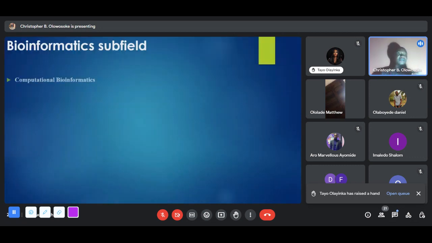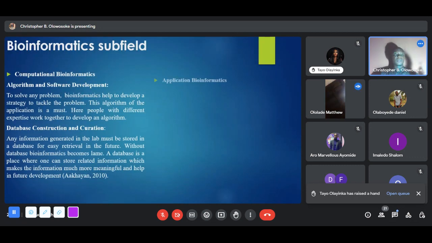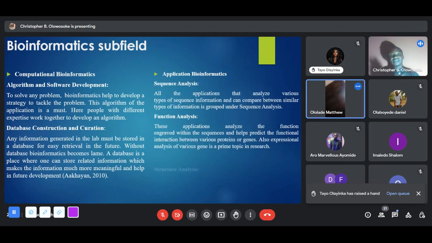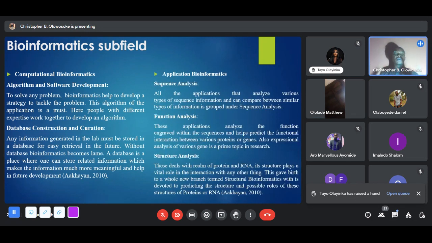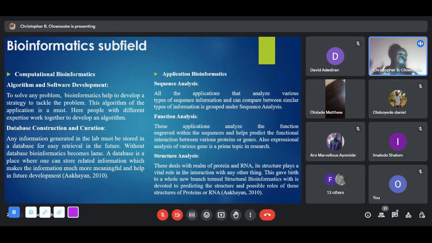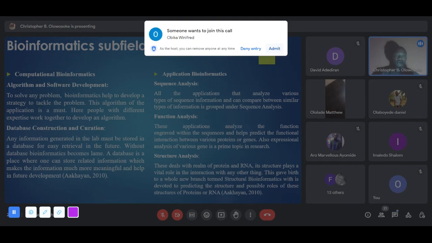Now, the next thing I have here is bioinformatics subfields. We have two subfields: computational bioinformatics and application bioinformatics. Like I said, from the aim, bioinformatics helps us to store, to organize, and to analyze. So if you look at these subfields, you can see that the three aims I previously mentioned are being captured in these two subfields.